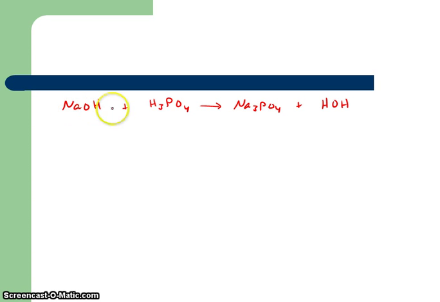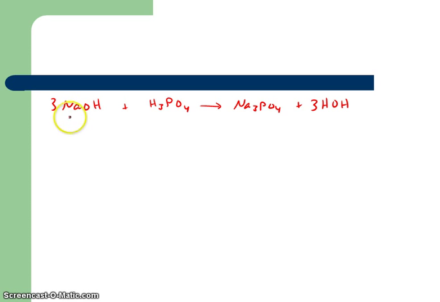So we have 1 sodium, 3 sodiums. That'll balance out the sodiums. 3 hydroxides, 1 hydroxide. That'll balance out our hydroxides. 3 hydrogens, 3 hydrogens, 1 phosphate, 1 phosphate. So we have a balanced equation.